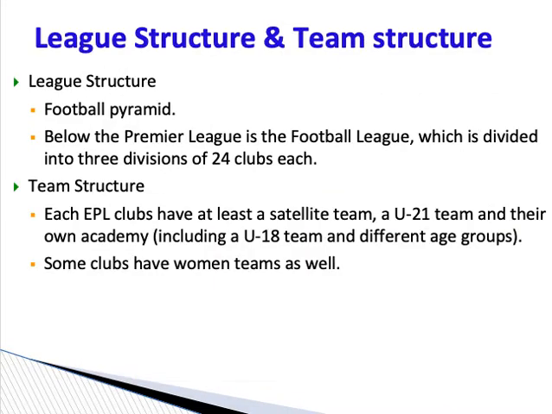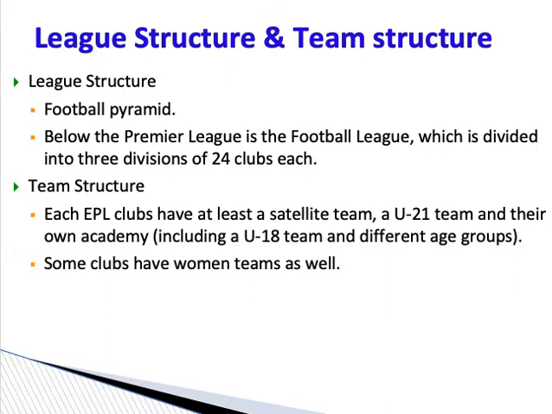As we look at the league structure, we talk about the football pyramid. There are 3 or 4 different professional soccer leagues existing in the UK. The English Premier League has 20 teams. Below the English Premier League is the Football League, which has been divided into 3 different divisions with 24 teams each. The team structure is also a little different compared to professional sports in the US.